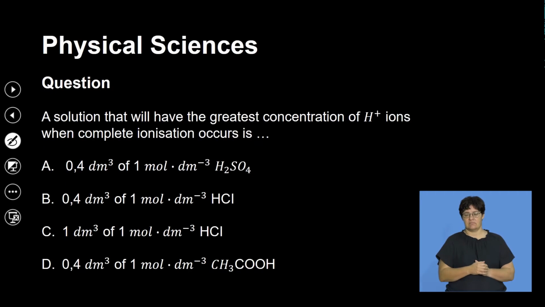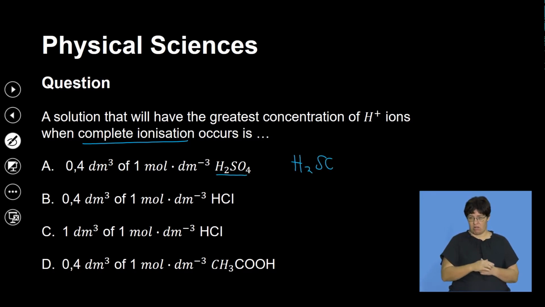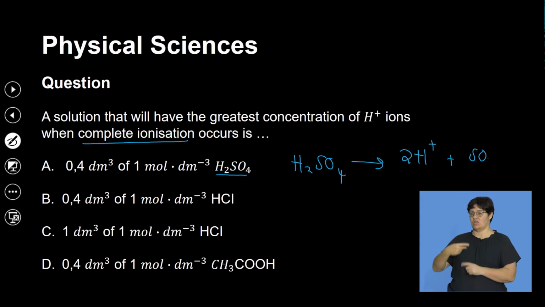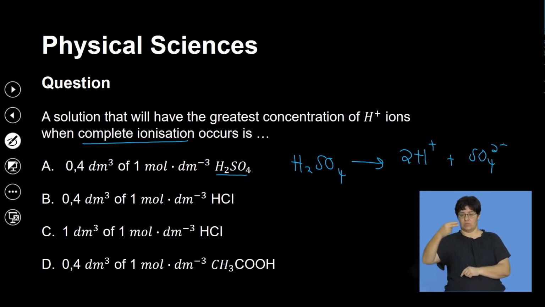And then in the next question, we have a solution that will have the greatest concentration of hydrogen ions when complete ionization occurs. So what do we have here? We've got sulfuric acid. For every mole of sulfuric acid, we actually get double the number of moles of hydrogen ions, and the sulfate, one. So the ratio is 2:1 in terms of the product.